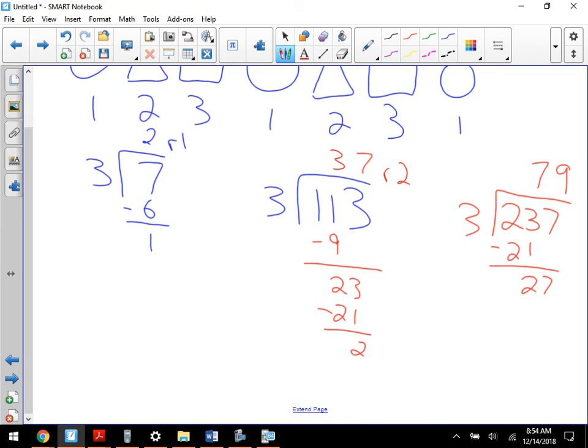After you've learned how to do remainders back in 4th grade, we took it a next step further. This is technically 37 and 2/3. 2/3 is 0.6 repeating.